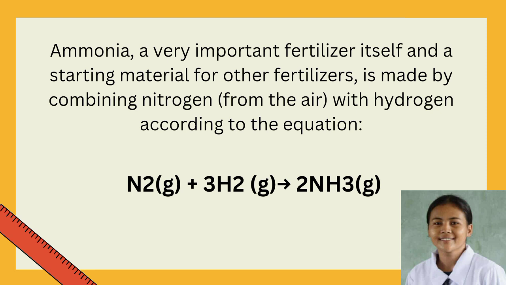Ammonia, a very important fertilizer itself and a starting material for other fertilizers, is made by combining nitrogen from the air with hydrogen according to the equation N2(g) + 3H2(g) ⇌ 2NH3(g). Ammonia is a vital fertilizer itself and serves as a starting material for producing other types of fertilizers.